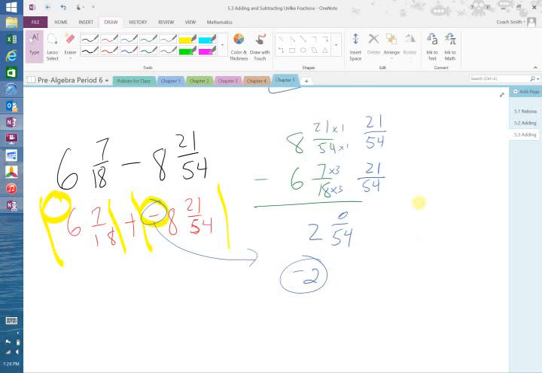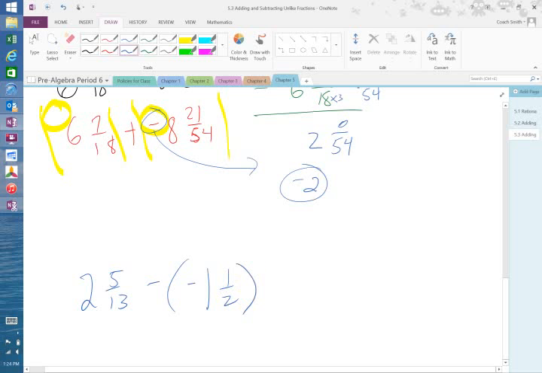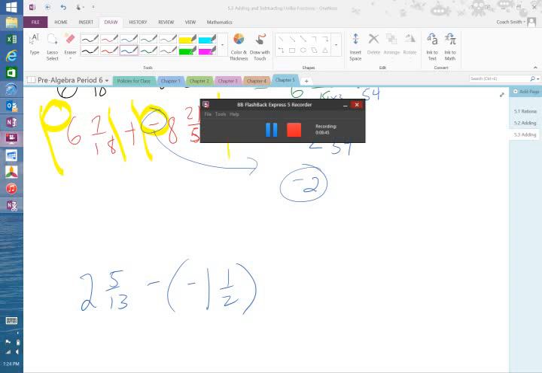Okay, I want you to do this one on your own. 2 and 5/13 minus negative 1 and 1/2. Yeah, negative 1 and 1/2. Okay, do that one on your own. I'll give you a couple of minutes.